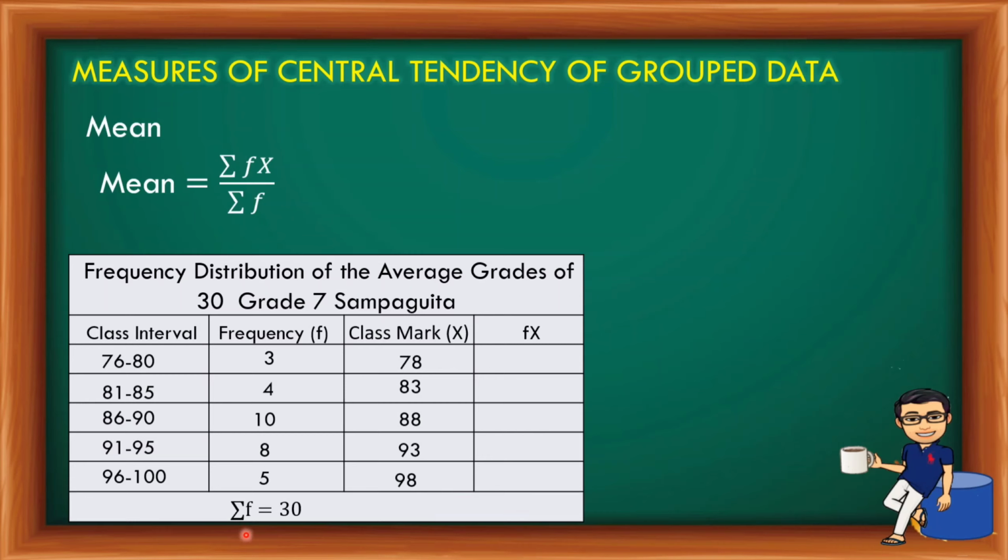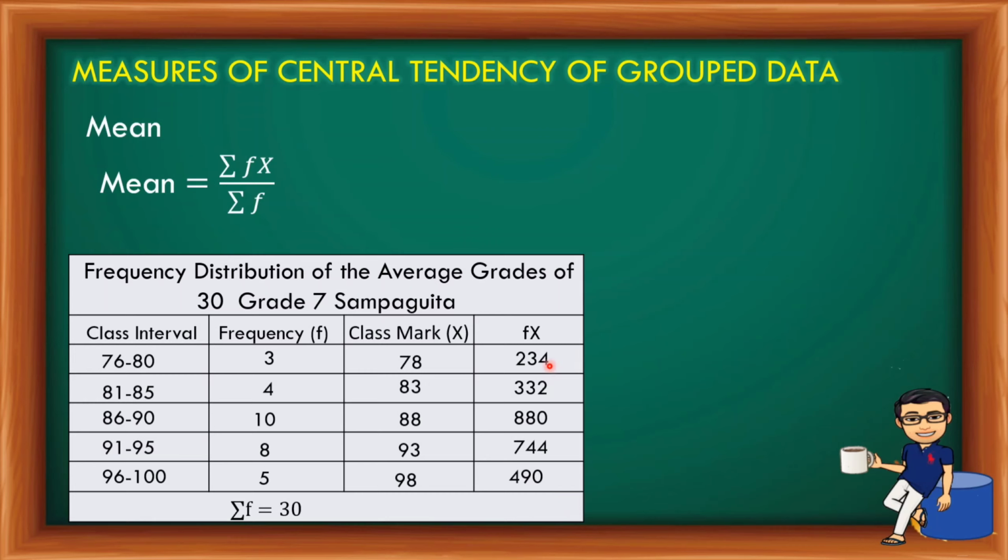By the way, para makuha ang summation of F, add nyo lang to, 3 plus 4 plus 10 plus 8 plus 5, that will be 30. At yun yung tinatawag na summation of F. Then after that, you are going to get the F times X. So yun yung sinabi natin kanina. This means to say that frequency times the class mark. So 3 times 78, answer is 234. 4 times 83, 332. 10 times 88 is 880. Then 8 times 93, that will be 744. Then 5 times 98, that will be 490.